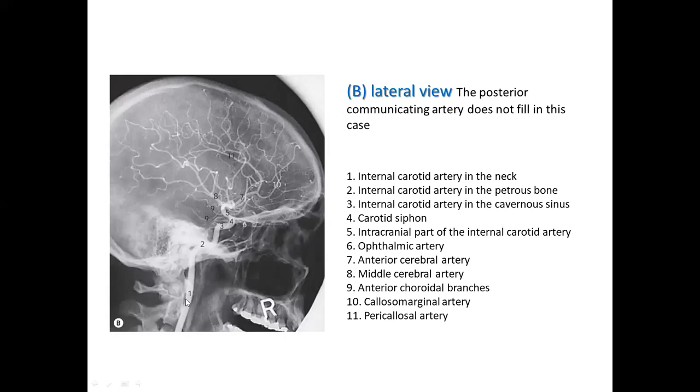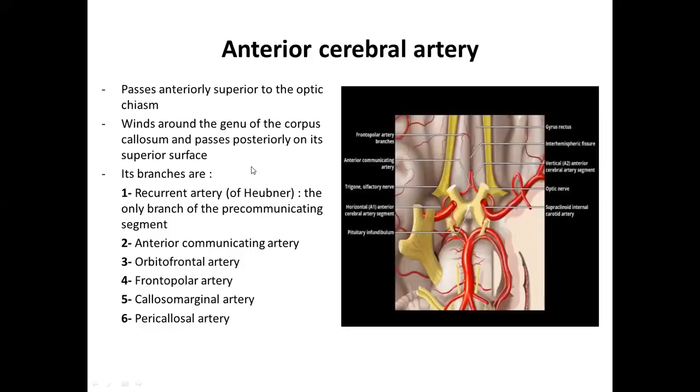The same segments: cervical, petrous, cavernous, carotid siphon, intracranial part, anterior cerebral artery, middle cerebral artery. This is the ophthalmic artery, callosomarginal and paracallosal artery. The anterior cerebral artery passes superior to the optic chiasm. Then it goes around the genu of the corpus callosum and continues posteriorly on its upper surface.